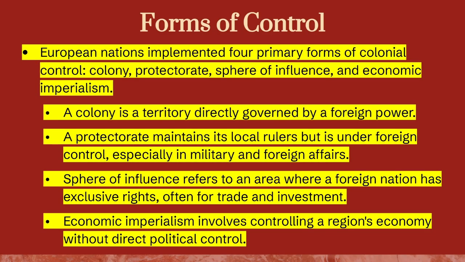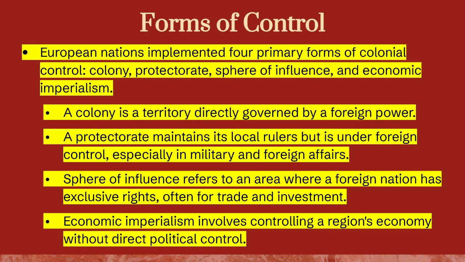There are primarily 4 ways in which we categorize the different ways that European nations would implement colonial control over different parts of Africa. We've mostly been talking about colonies. This is where a European nation would go into an African region, claim it as its own, directly govern the colony, usually through some type of a military presence.